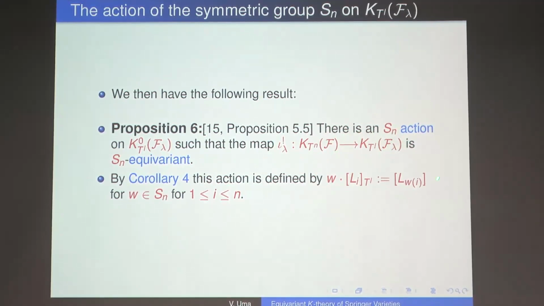And how this map is given on the restricted line bundles, it acts in a natural way. It is just the T_L equivariant class of L_{w(i)}, where these are the restricted line bundles on F_lambda.